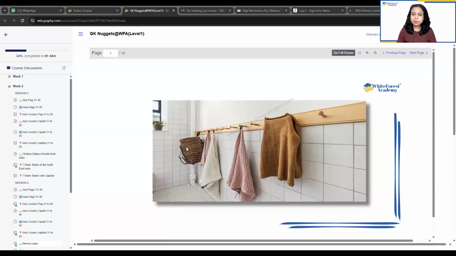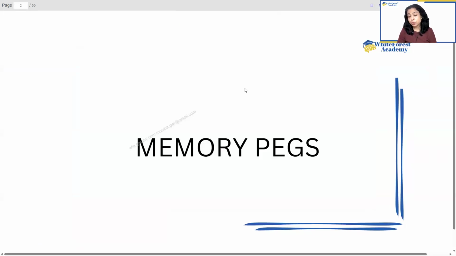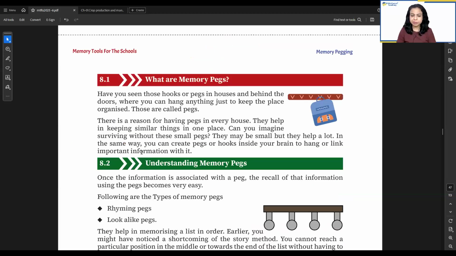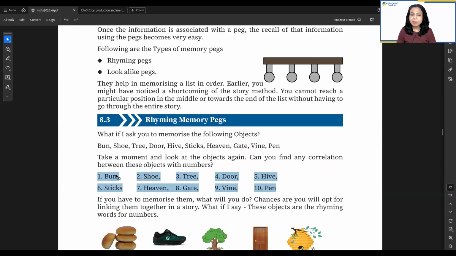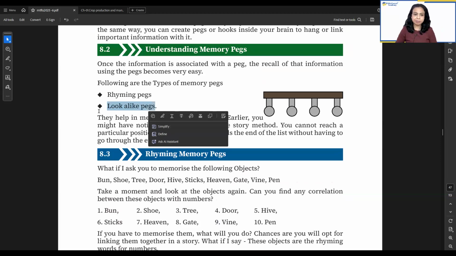Right, so you can see on my screen, there are the same concept of memory pegs, things are hanging, okay? And what are the pegs? So I showed you some numbers, okay? Now, those numbers, let's just go back once again. These numbers, what we saw in the book, okay? These are rhyming with numbers, okay? What are they? They are rhyming with numbers. 1, bun, 2, shoe, 3, tree, and so on. They can be another pegs, that is lookalike pegs. That means they look like numbers.